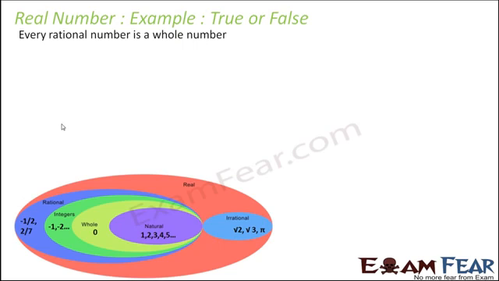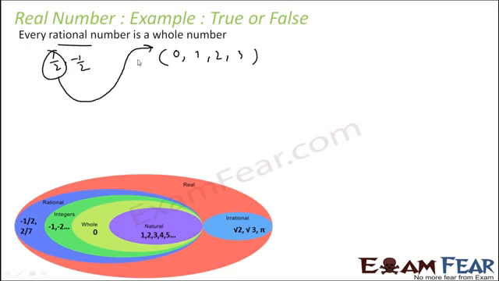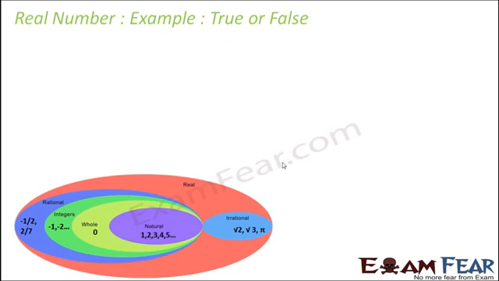Every rational number is a whole number. So let's take examples of rational numbers. Rational numbers can be 1/2, -1/2. Whole numbers are 0, 1, 2, like that. So if you see, 1/2 actually is a rational number, but it is not a whole number. Correct? So this statement is also false.